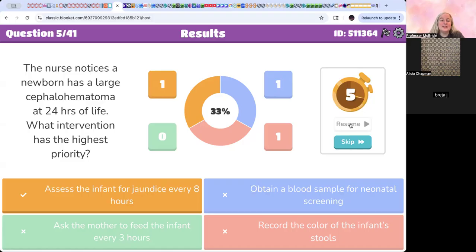So if we have a baby that has a cephalohematoma, cephalo is head, hematoma is blood, right? And so that blood is going to need to be broken down. And when it breaks down, it's going to release bilirubin. And that's going to increase the risk for jaundice for the baby. When we think about what we might see if our baby develops jaundice, the bilirubin level will be going up. But what else might we see?